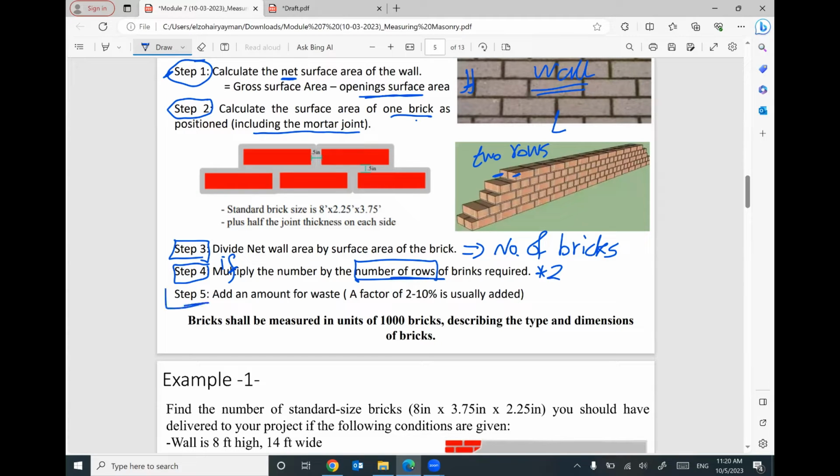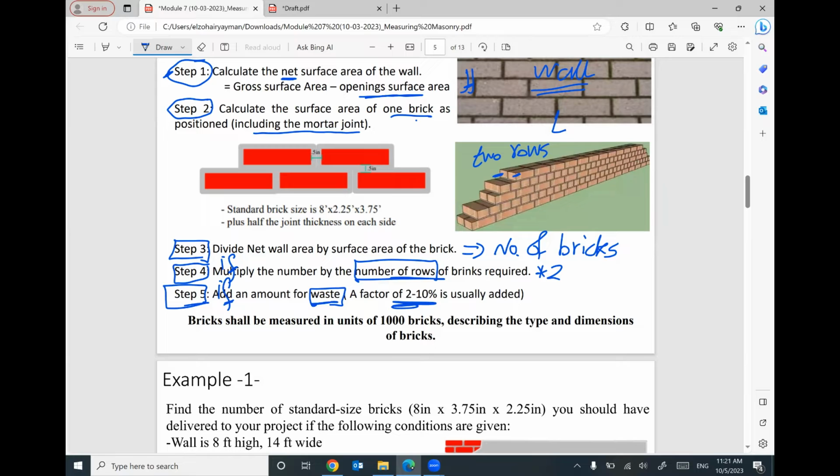Also, step number 5, if you would like to consider extra number for waste, sometimes during construction we have broken bricks, we cannot use them, or for any reason we have waste, so we need to increase the ordered number a little bit, maybe 10%, 20%, 25%. It's up to you and based on your expectation about the waste.